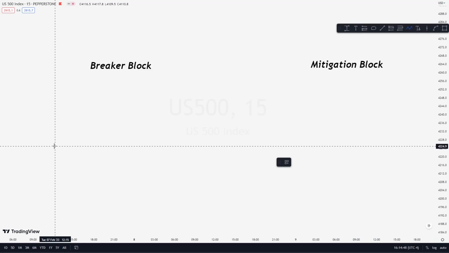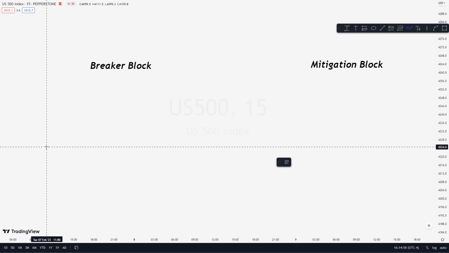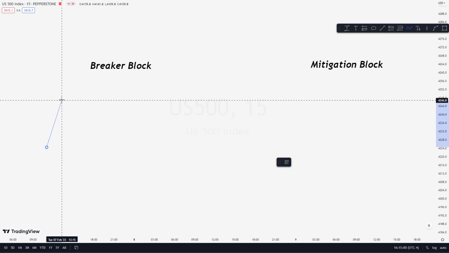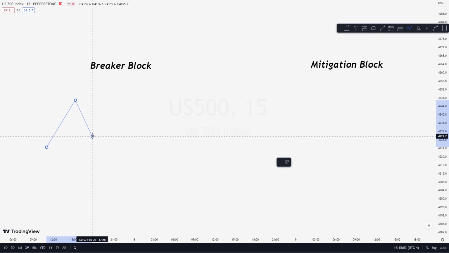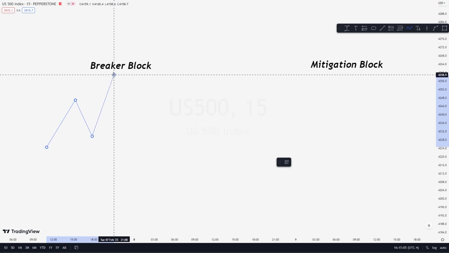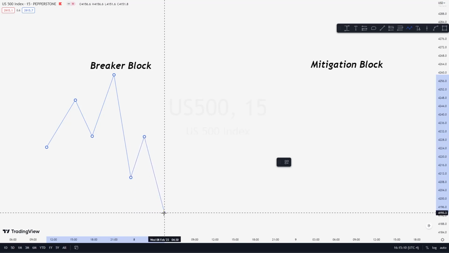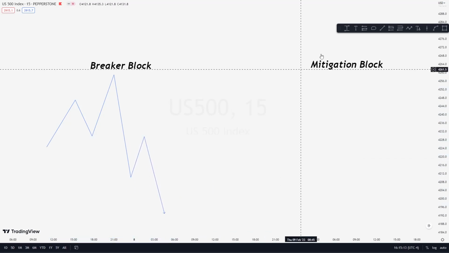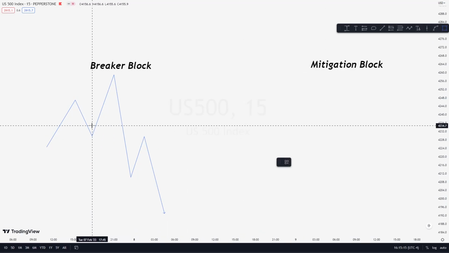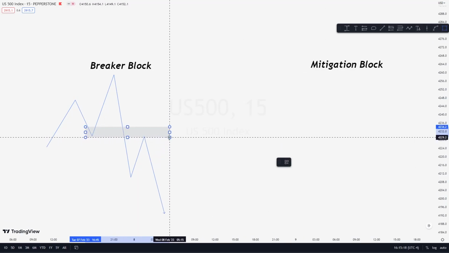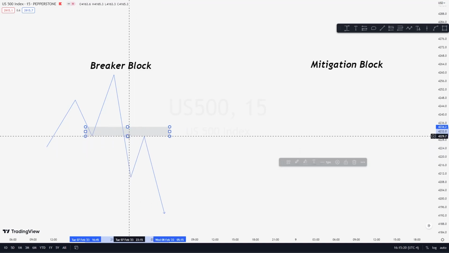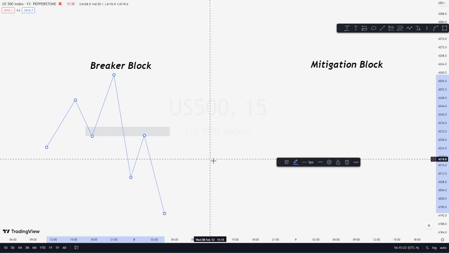So the breaker block and the mitigation block, in my opinion, are relatively kind of the same. The only real difference between these two blocks is this. Bear with me. High, low, higher high, lower low, test, down. Okay? This would be the breaker. Make sure it's tagged in.